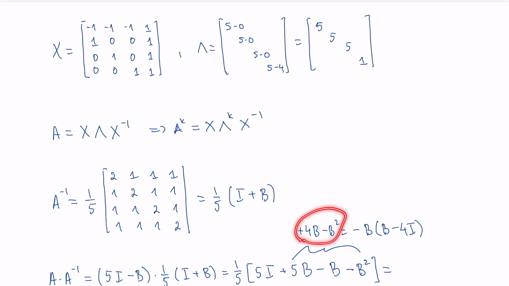I will rewrite that as B minus B times B minus 4I. So I'm just switching the places here. I'll factor that minus, and then I have this matrix. So I want to know what is B times 4 times the identity. Was it 4 times the identity? No, B minus 4 times the identity.